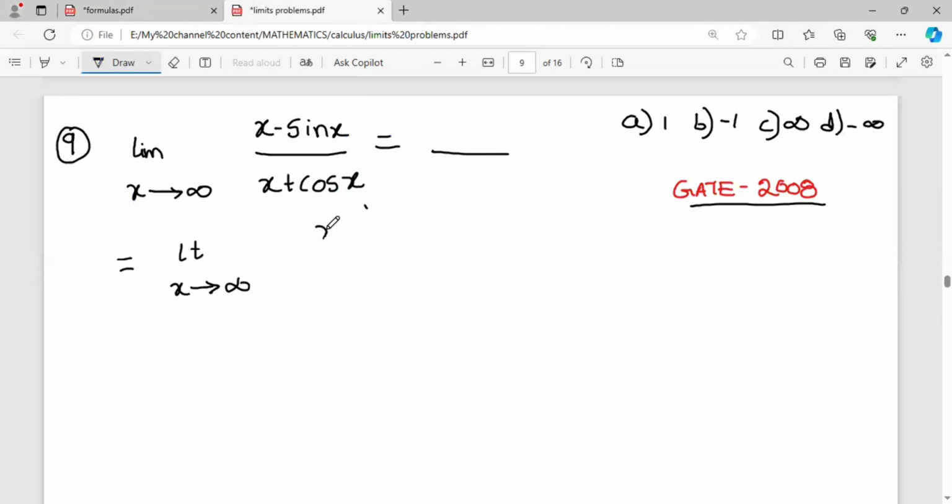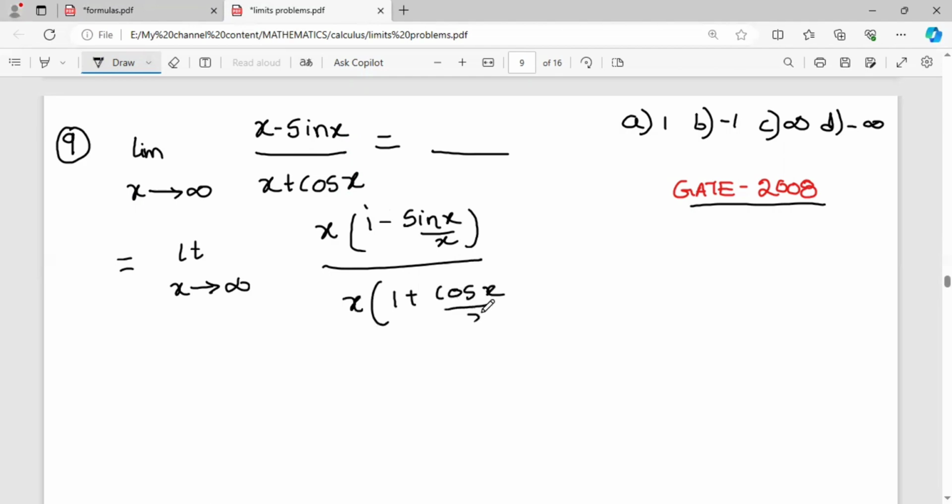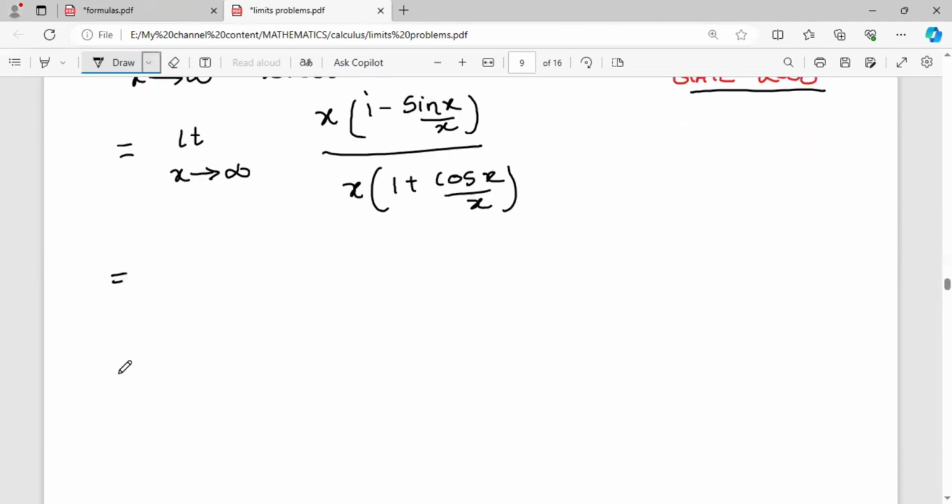So take the term x as common: 1 minus sin x by x. Similarly, you may take x common: 1 plus cos x by x. Okay, next coming to the next part.